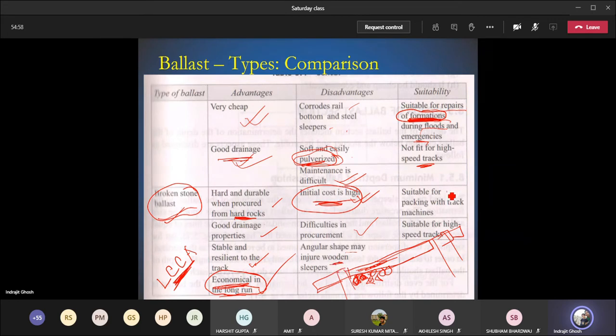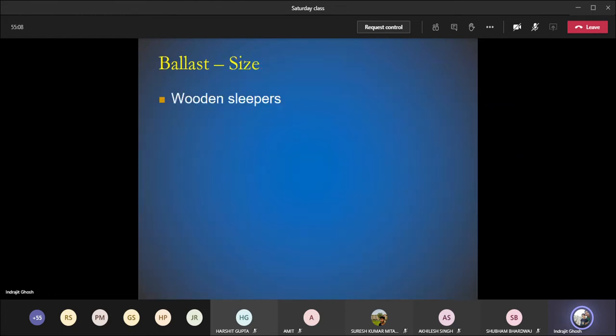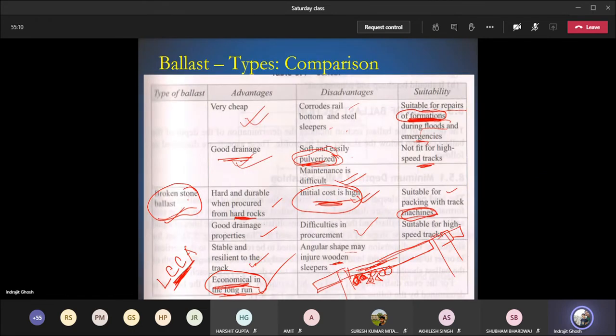So suitable for packing with track machines. So mechanized packing is required for broken stone and suitable for high speed track. So most of the modern tracks in most of the places in India, you will be able to see that they have used broken stone ballast.